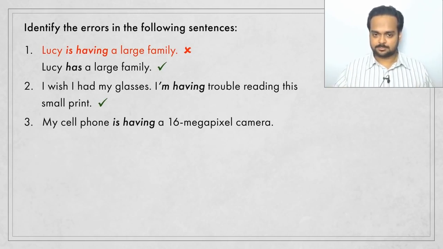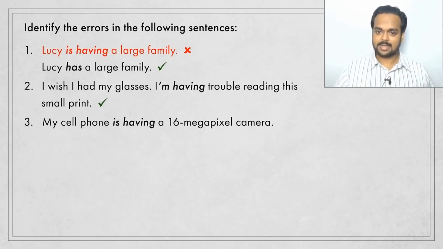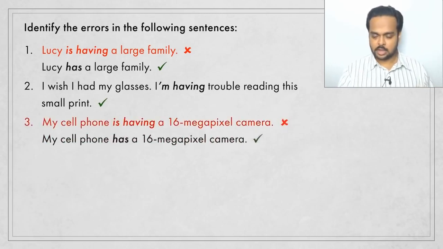Well, this sentence expresses a feature of the camera. Okay, and that is something that's general. It's a state use, so you cannot use having. My cell phone has a 16 megapixel camera.